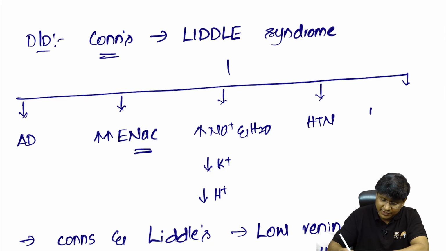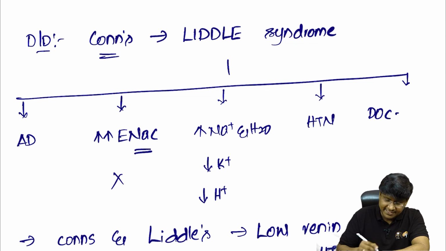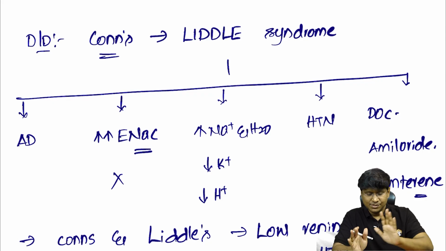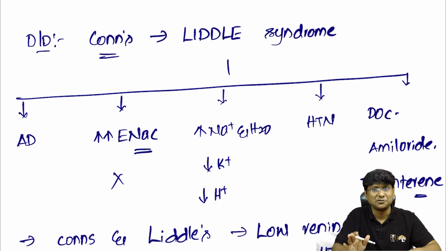Then what is the drug of choice for Liddle's? We don't give aldosterone antagonists here. We give epithelial sodium channel blockers. The examples of these epithelial sodium channel blockers include amiloride, and another important molecule is triamterene. So this is about Liddle syndrome. So this completes the discussion of Conn's.